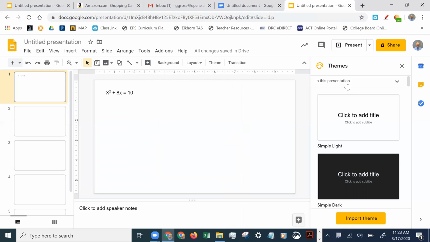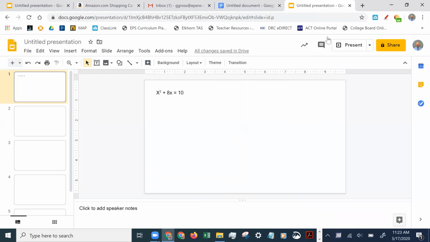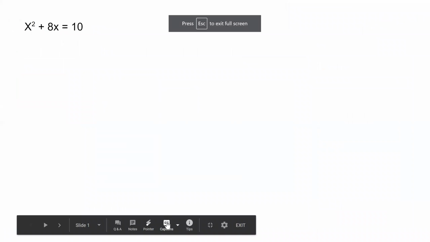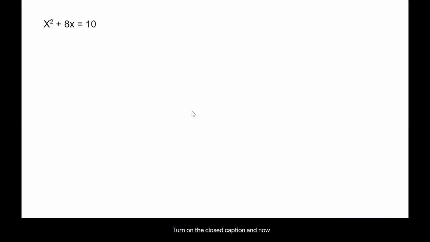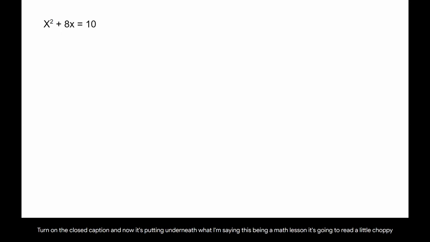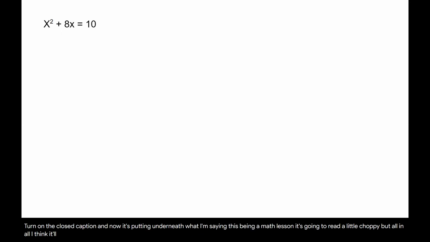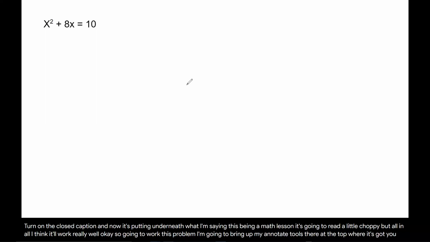The next thing I'm going to do is just go ahead and go to present mode. And while you're in present mode, I'm going to turn on the closed captions. And now it's putting captions underneath what I'm saying. This being a math lesson, it's going to read a little choppy, but all in all, I think it'll work really well. Okay, so I'm going to work this problem. I'm going to bring up my annotate tools, and they're at the top where it's got your ID and sharing business.